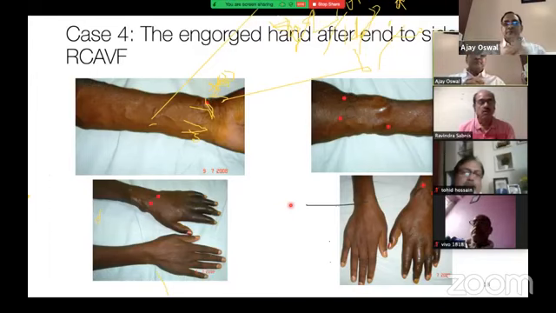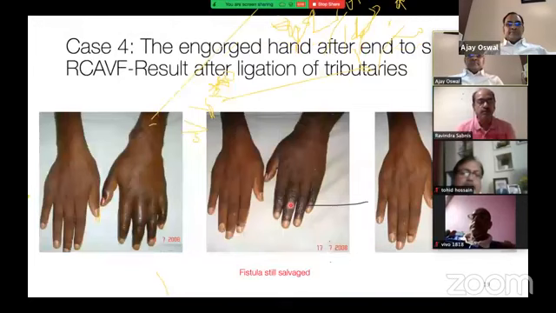So if the fistula is working well, and this is a very common problem, the answer is to explore and then ligate those veins which are actually draining. They are not required to be draining at all. And because of the high pressure, the valves get damaged, and that is how the whole venous hypertension develops. So ligation of those tributaries is the answer.